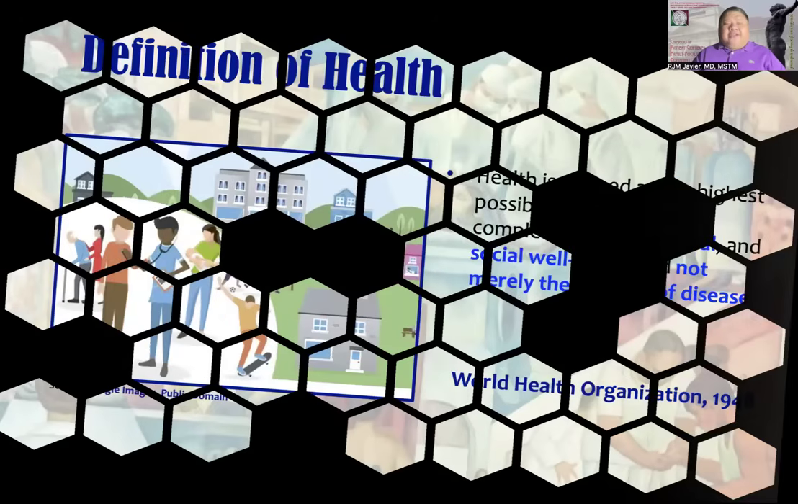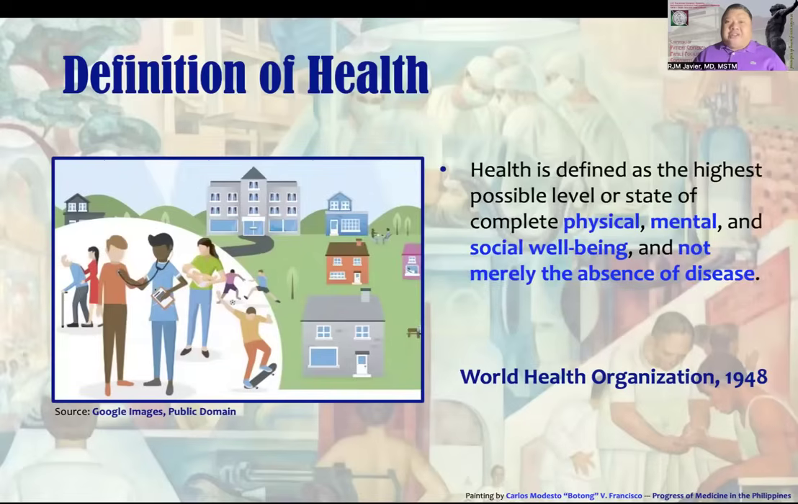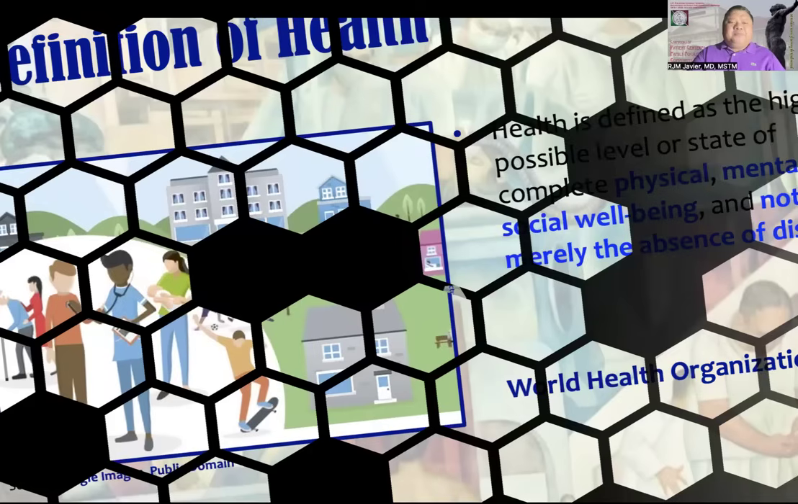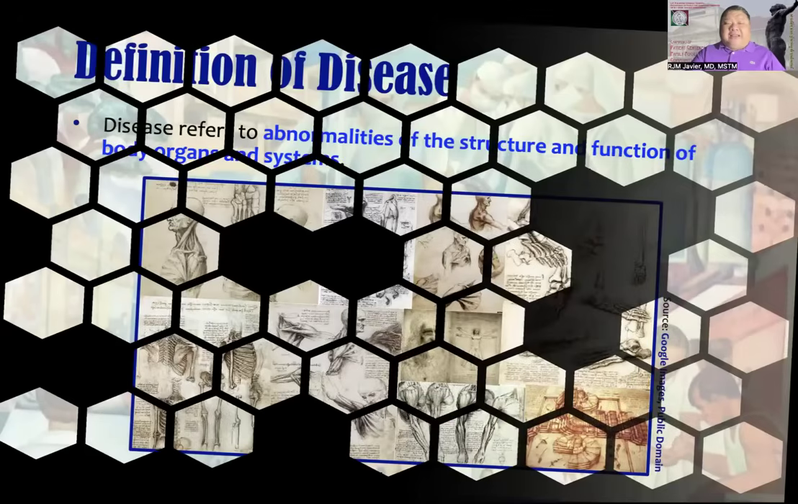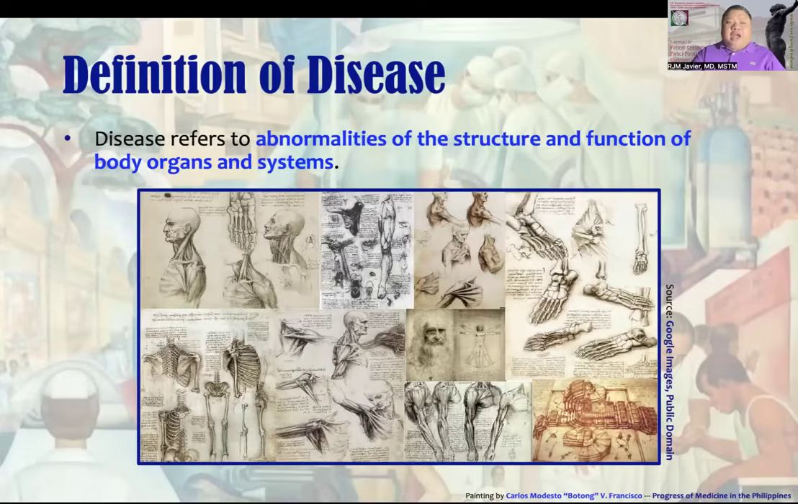So let us begin. If you look at the operational definition of health as defined by the World Health Organization, health is the highest level of complete physical, mental, and social well-being, and not merely the absence of disease or infirmity. Disease refers to abnormalities of the structure and function of the body organs and systems.